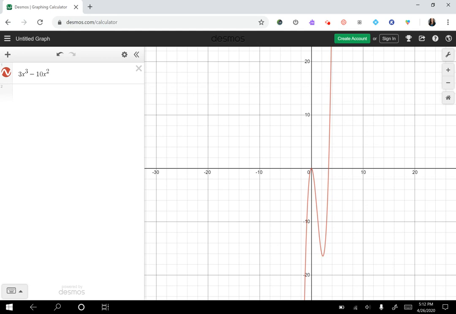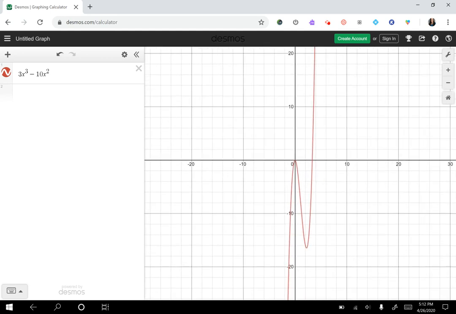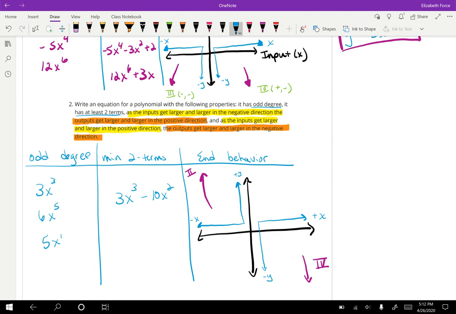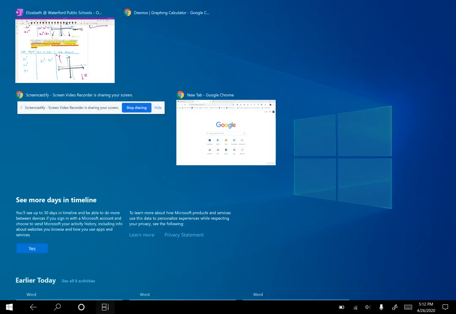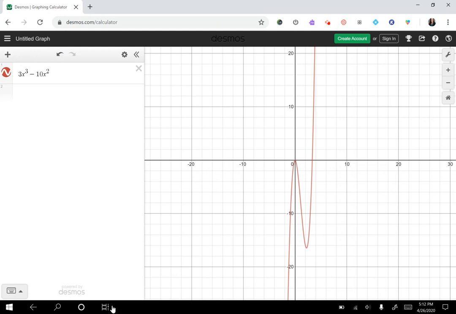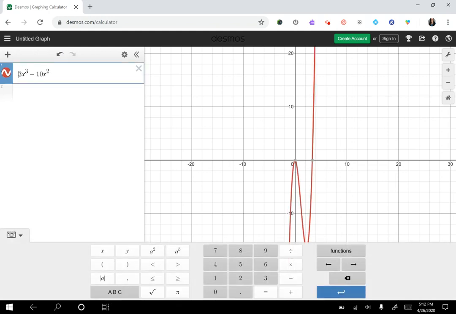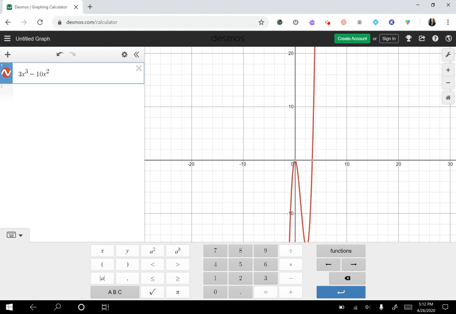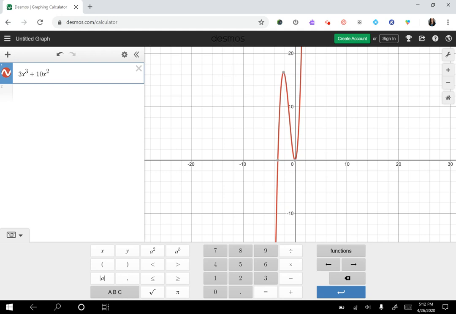And my end behavior is, right now, I've currently got my end behavior in the first quadrant and the third quadrant, but we wanted our end behavior to be in the second quadrant and the fourth quadrant. So if we want to flip it, we're just going to make that leading coefficient, that 3, into a negative, and watch how it flips. And there you go, it flipped. Now, just to kind of draw some conclusions, if I didn't change that leading coefficient and I decided to change that minus 10 into a positive 10, it doesn't flip the end behavior.